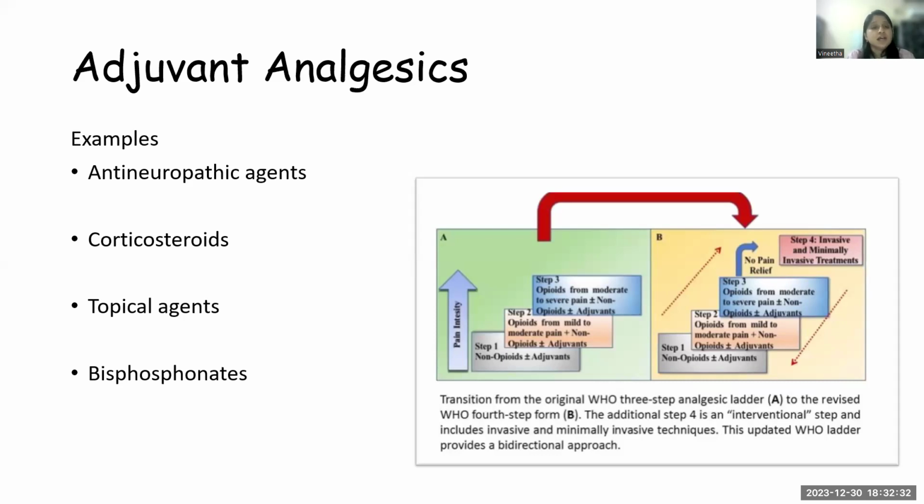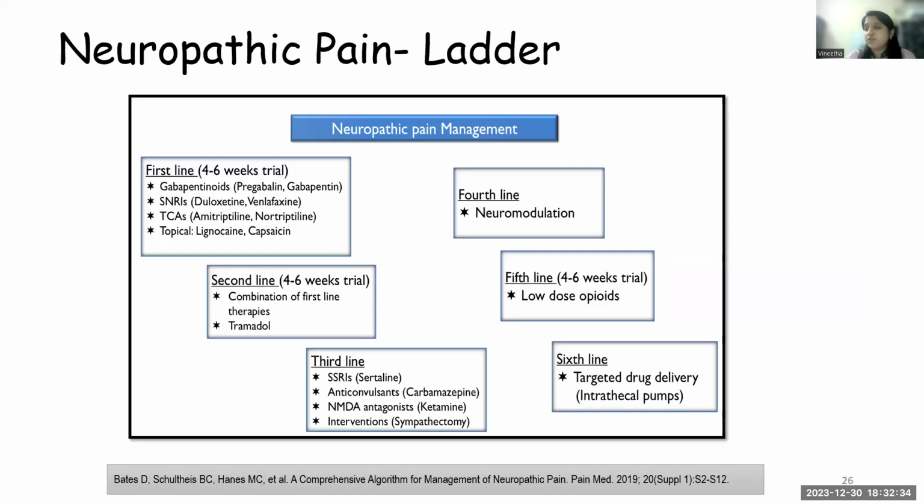So I will be just talking a little bit about the neuropathic pain adjuvants or anti-neuropathics. So this is a suggested neuropathic pain ladder. The first line we go for gabapentinoids like pregabalin, gabapentin, then SNRIs like duloxetine, venlafaxine, then tricyclic antidepressants, amitriptyline, nortriptyline, and for focal neuropathic pain conditions like post-herpetic neuralgia, we can go for topical agents like lignocaine, capsaicin. So these are considered the first line agents for neuropathic pain.